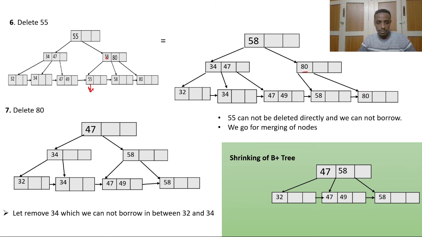So it can be doing like that. Now delete 80, the last value. So 80 is here, 80 is here. So we cannot delete 80 directly from here because it's violating the condition of B+ tree. That's the minimum, we can have one key at one child. So we cannot delete it simply directly from the leaf node. And it is also present at the root node, the inner node.